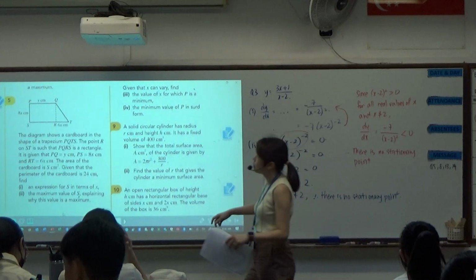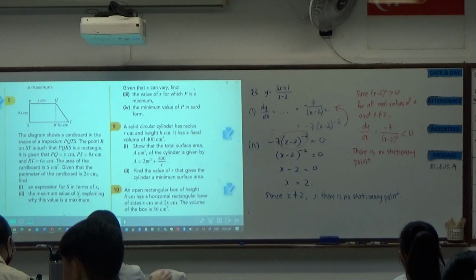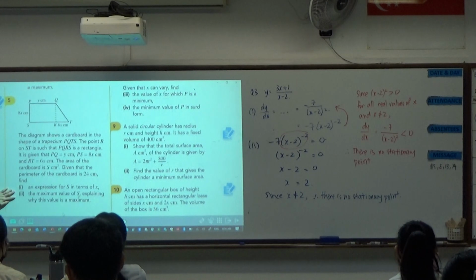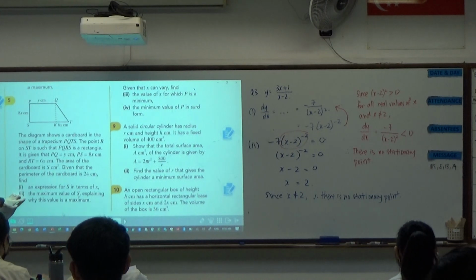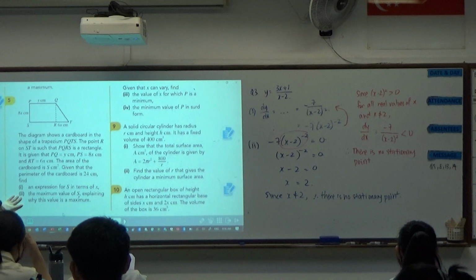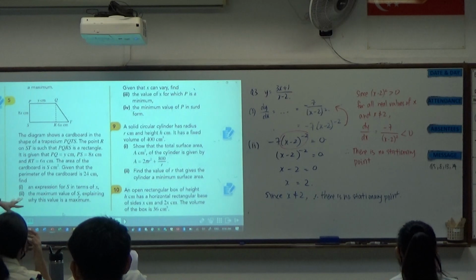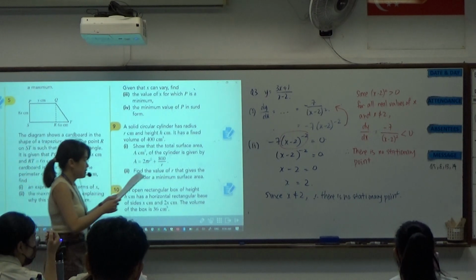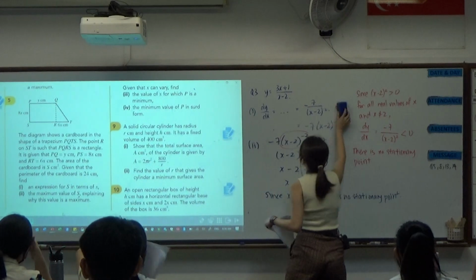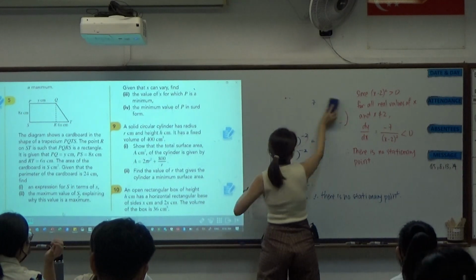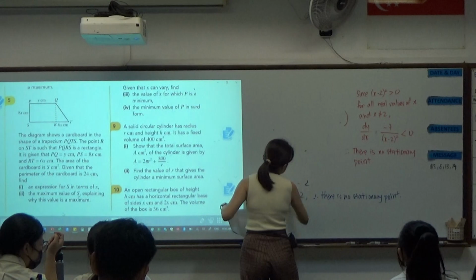Okay, for example, in your exercise 14.2, question 5 part 2, the question wants to find the maximum value of s, explaining why this value is a maximum. Okay, so erase this first.